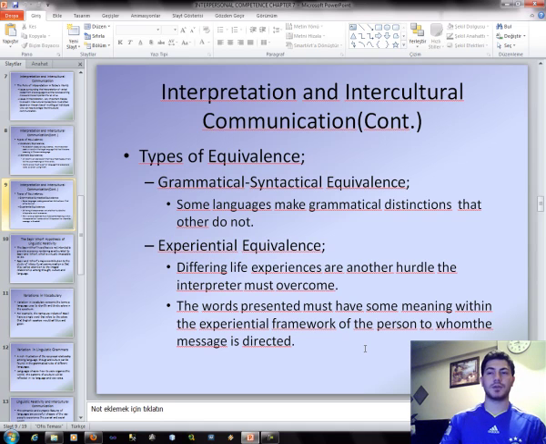Experiential equivalence. Differing life experiences are another hurdle the interpreter must overcome. The words presented must have some meaning within the experiential framework of the person to whom the message is directed.